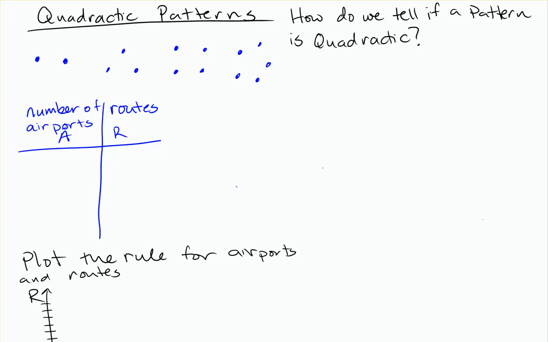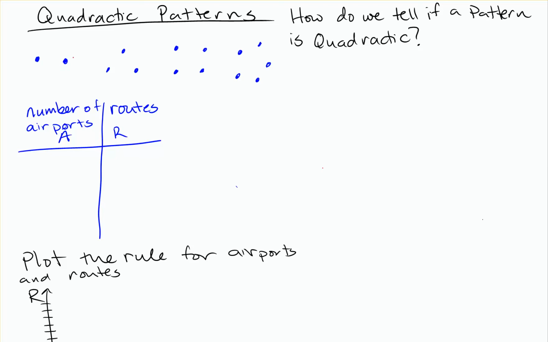So we're going to look at quadratic patterns here, and one of the things that we'll investigate is how you can tell the difference between a quadratic pattern and a linear pattern, but we will get to that. What I've got here for you is kind of a simple diagram. Each of these dots represents an airport in a different city.